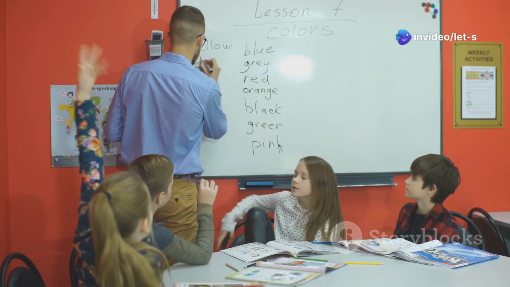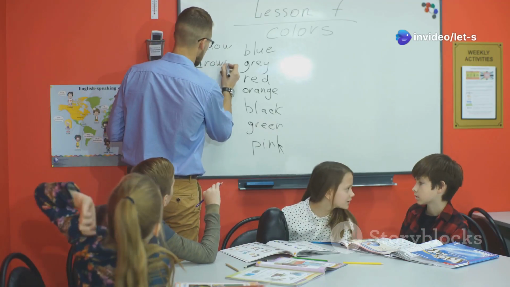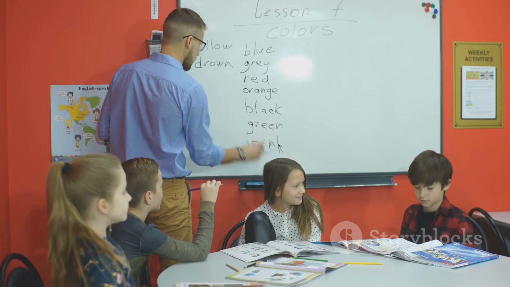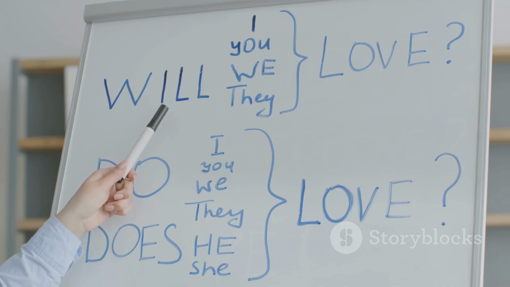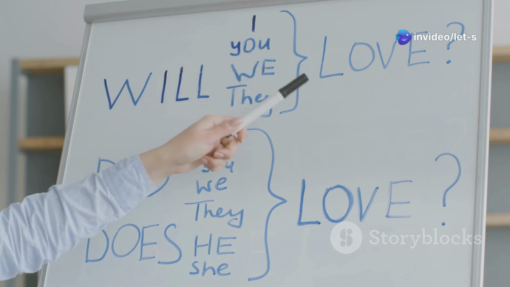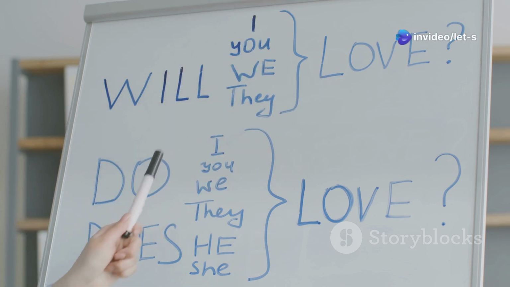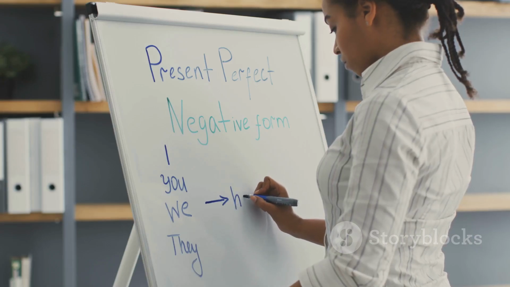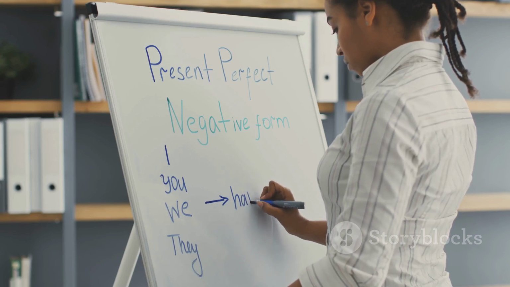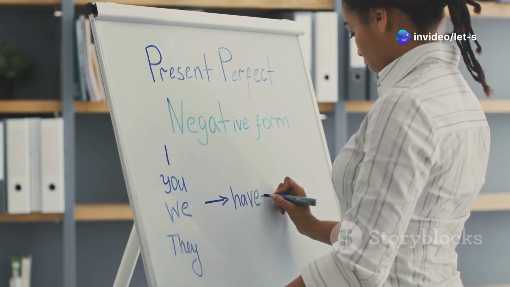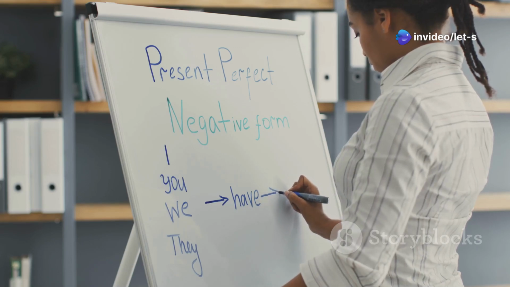The structure for using will in the future tense is straightforward. It's a simple yet powerful way to express decisions and intentions that are made on the spot. For affirmative sentences, the subject is followed by will and the base form of the verb. For example, "I will go to the store," or "She will call you later." For negative sentences, not is added after will. This changes the meaning to indicate that something will not happen. For instance, "I will not go to the store," or "He will not attend the meeting."